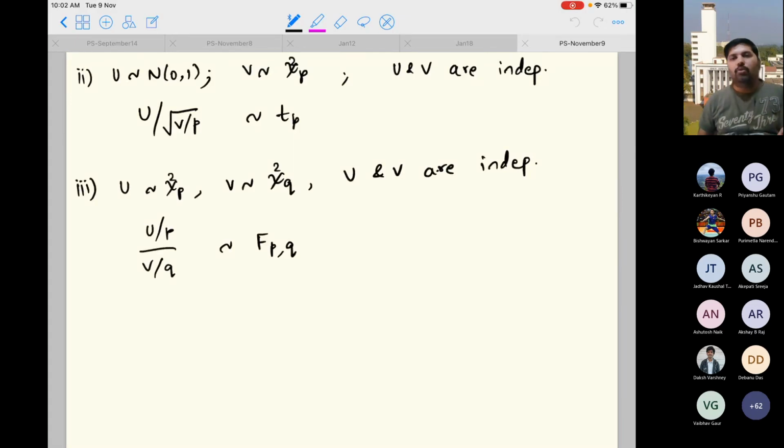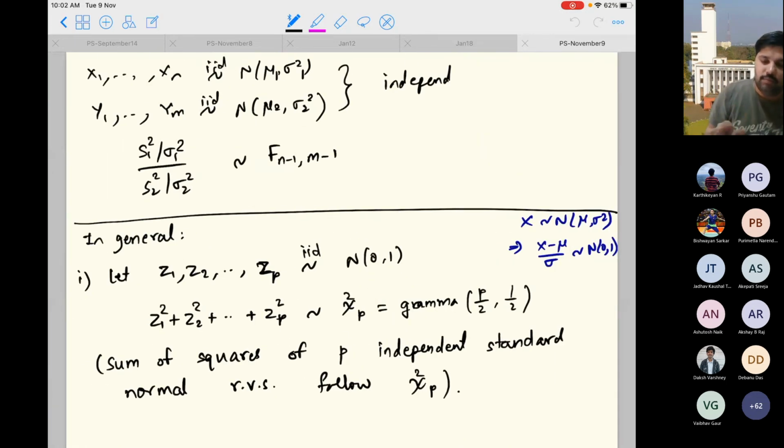How do you get t from chi-square and standard normal? You have to look at the ratio. How do you get f from chi-square? You have to look at the ratio of chi-squares. Everywhere you have to make sure that independence is really important. U and V are independent. Independence of these random variables is really very important. Only because of independence are you able to have these additive type of results, right?